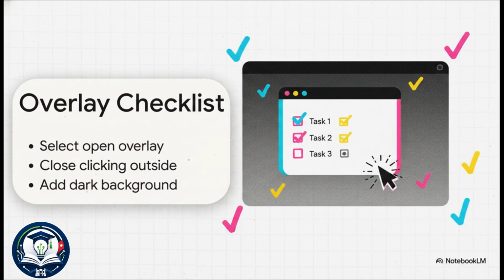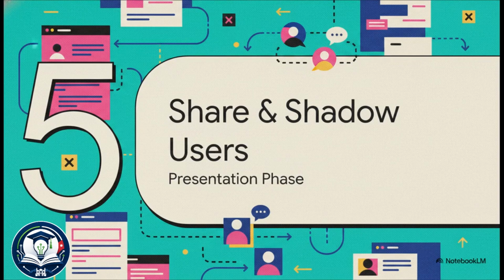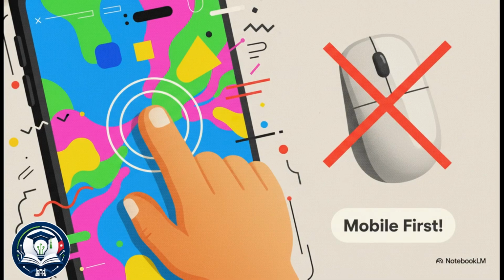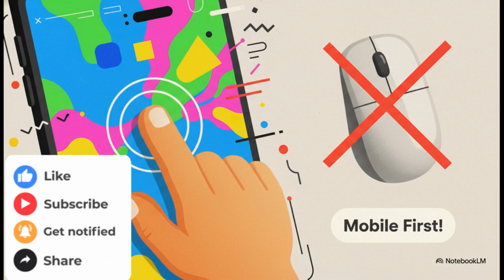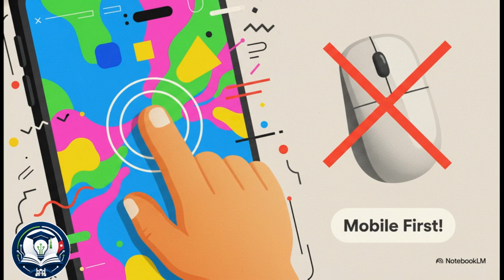Moving to Section 5, Sharing and Shadowing Users. This is the presentation phase. All right, so you've built the scrollable pages, the links, the modals, but building the prototype is really only half your job. Presenting it effectively to the team and testing it with users, that's the rest of it.